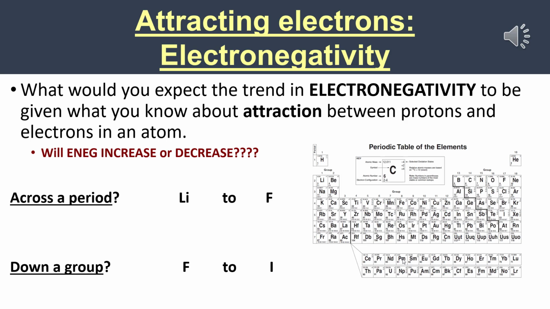What would you expect the trend in electronegativity to be, given what you know about attraction between protons and electrons in an atom? Will electronegativity increase or decrease as we go across a period and as we proceed down a group? So make your predictions and then look up the values on your CSERT and see if you were right.